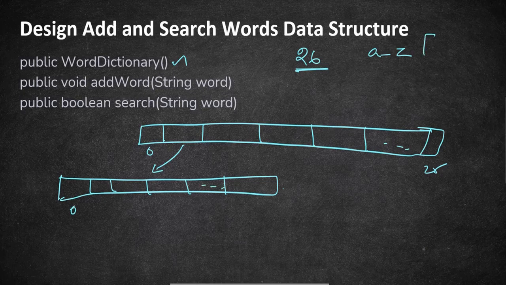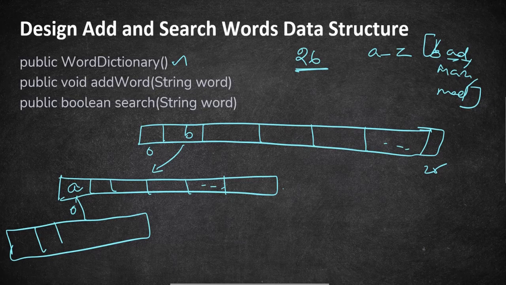Let's see the same example we have taken: bad, bag, and mad. So here the first word is bad. So let's see, we are going to insert B here, and the second character is A. So B's child is going to have A, and the third character is D. So from A there is another node which is again having a 26 sized array, and we are going to insert D in it. So the first word is added.